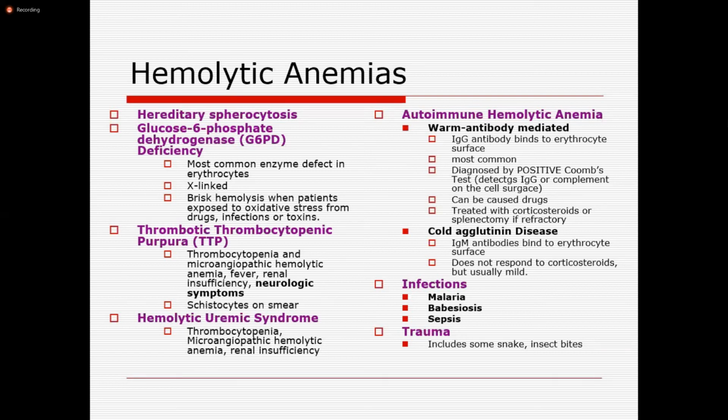These are the other infectious causes of hemolytic anemia. Malaria is very common. It's called the graveyard for the RBCs. There is huge destruction leading to splenomegaly and anemia. Babesiosis and sepsis also are causes of hemolytic anemia. Trauma includes some snake or insect bites. I don't know what is included in trauma, but yes, snake bites release toxins which cause the hemolysis. Next, please.